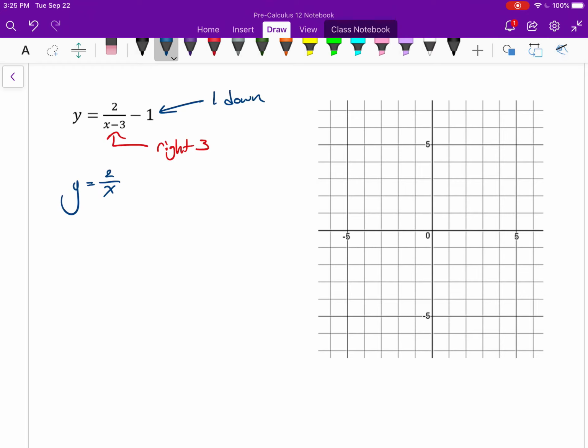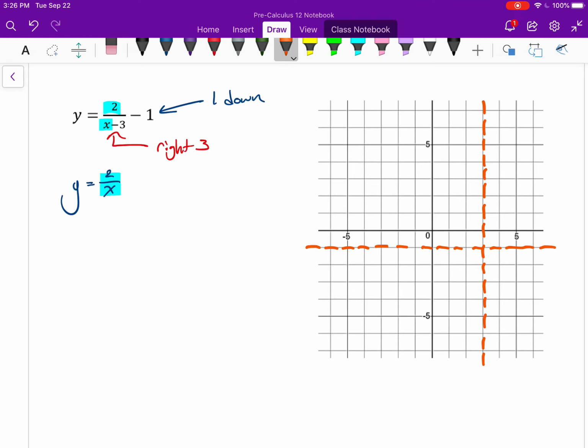And all that's compared to 2 over x. So this time, just for something different, I'm going to actually start with my asymptotes. Because if I'm taking 2 over x and I'm moving it 1 down and 3 to the right, I know I must have a horizontal asymptote at y equals -1, because I moved it 1 down. And if I'm going to move 2 over x 3 to the right, I know there must be a vertical asymptote right here.